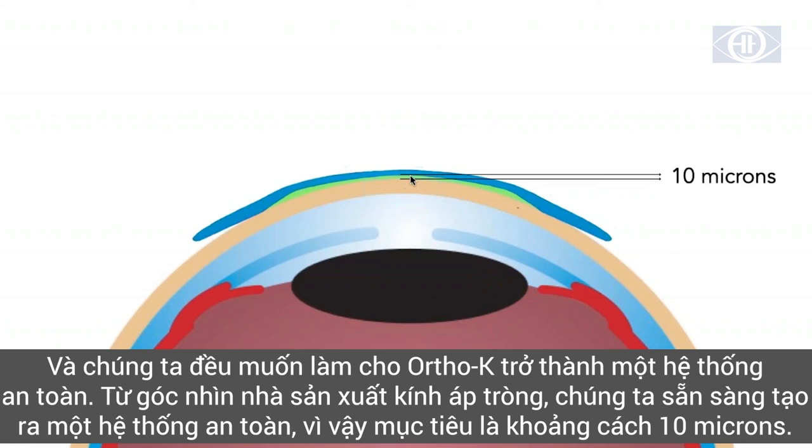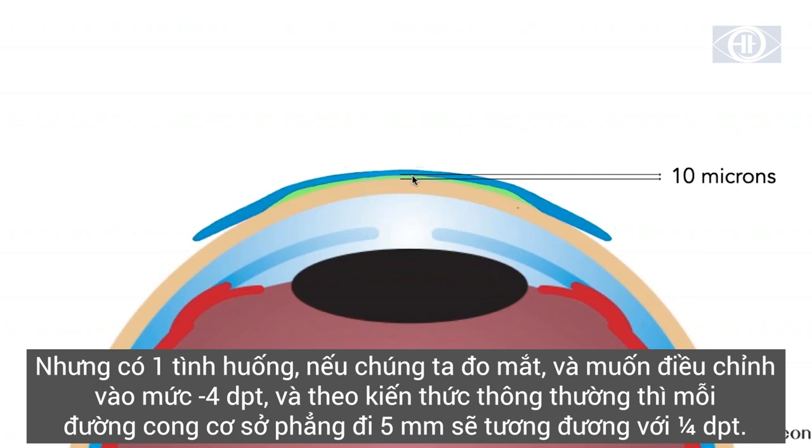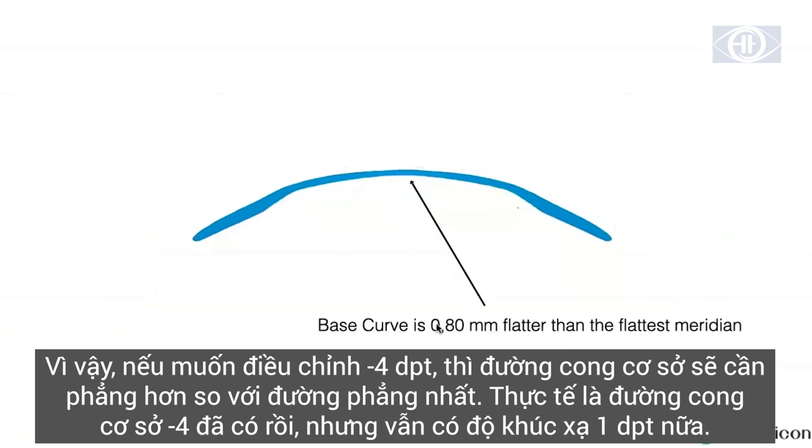But this is the situation. If we calculate the lens to correct for minus four diopters, we know the rule of thumb: every 0.05 millimeter flatter the base curve represents a quarter of a diopter. So if you want to correct minus four diopters, the base curve of the lens is already 0.8 flatter than the flattest meridian. So in fact, the minus four base curve is already there. But we end up with an over-refraction, so we still have one diopter left.